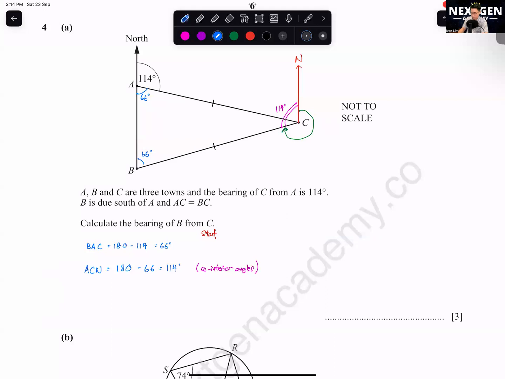Then I want to find what is the bearing. The bearing will just take 360 minus 114. We should get 246. Bearing is 246.